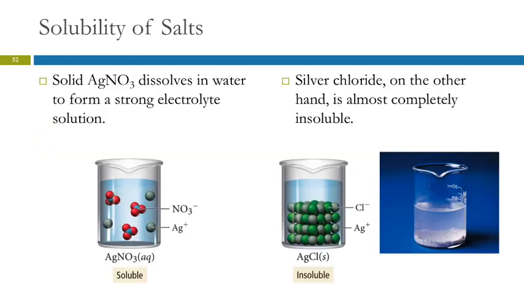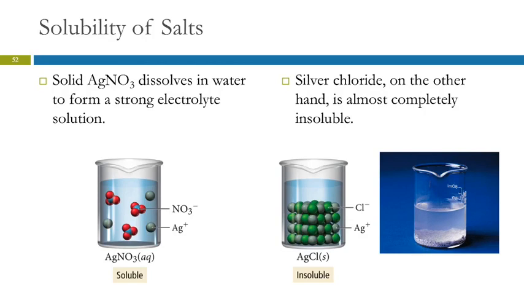If we take silver nitrate and add it to water, it dissolves very nicely. We have separate silver ions and nitrate ions. These are going to be surrounded by water molecules that make them feel comfortable. If we take silver chloride and put it in water and stir it up, it's just going to sit at the bottom, much like sand would, right? You put sand in water and stir it up, it's not going to dissolve. You let it sit, it's all at the bottom. Silver chloride is almost completely insoluble in water.